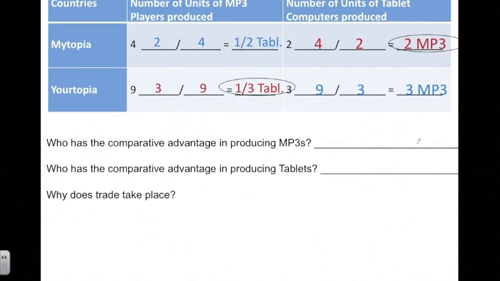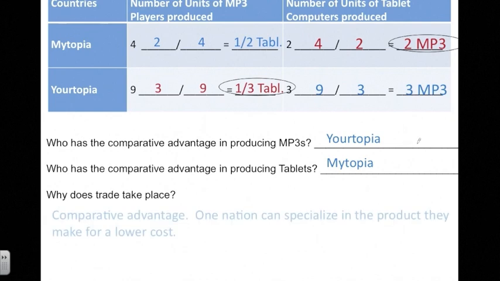So the first question says, who has the comparative advantage in producing MP3 players? And again, we mentioned Yourtopia should focus on that. Who has the comparative advantage in tablet production? Well, Mytopia can do it at a lower opportunity cost. So then we ask this question, why does trade take place at all? Well, it's all about specialization. If one country can specialize in the product that they do best, another country can specialize on the product they do best, and then these two countries trade, then everyone is better off in the end.